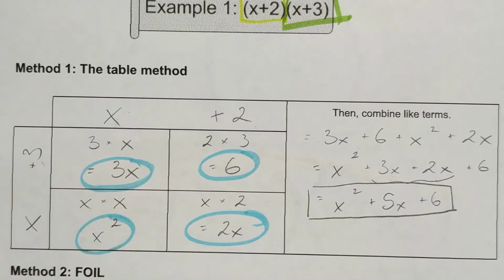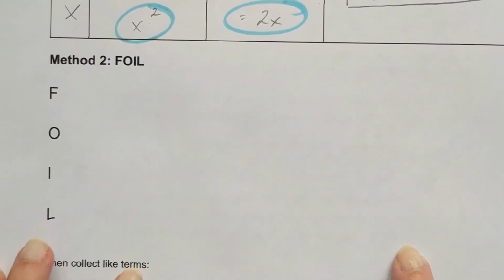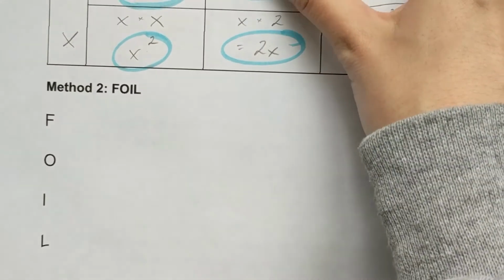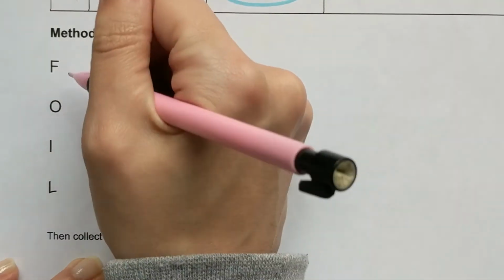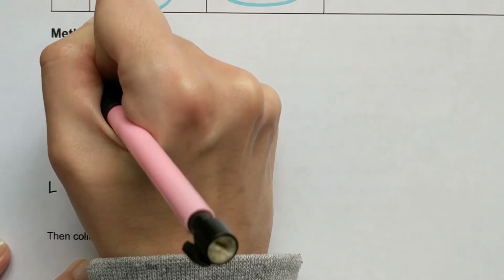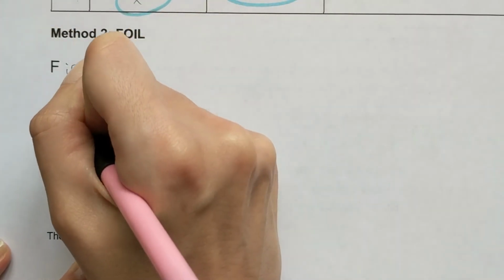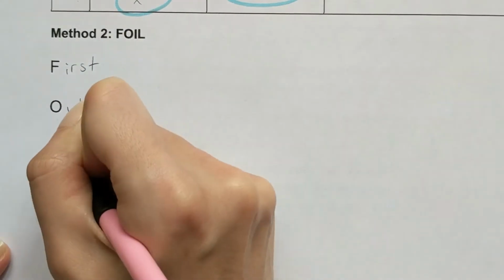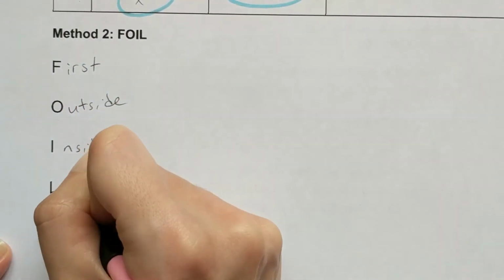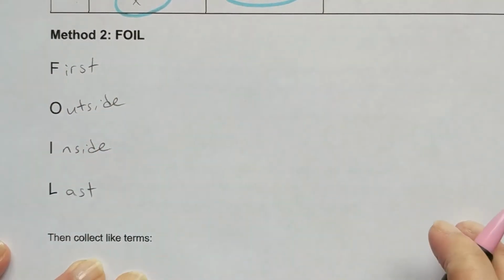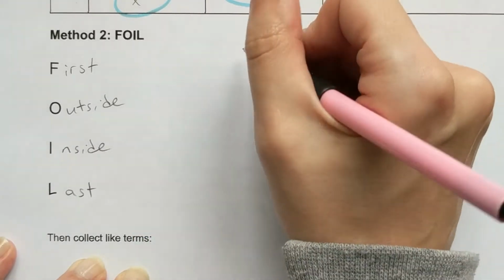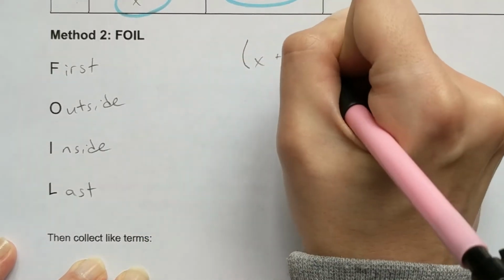Let's take a look at the second method. This is called the FOIL method. Okay? We call it the FOIL method because it is an acronym. And our acronym goes like this. F stands for first. Then we do outside, inside, and then last. And let me show you what this means. I'm just going to rewrite my question down here.